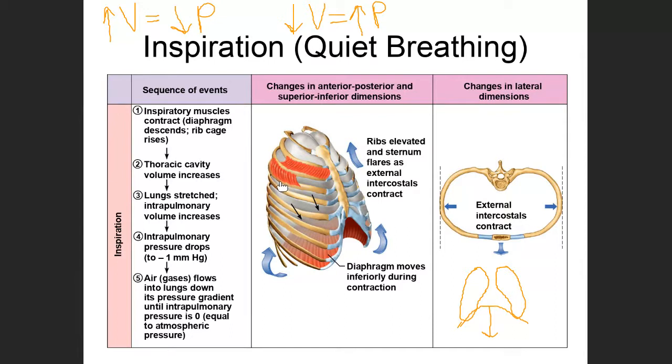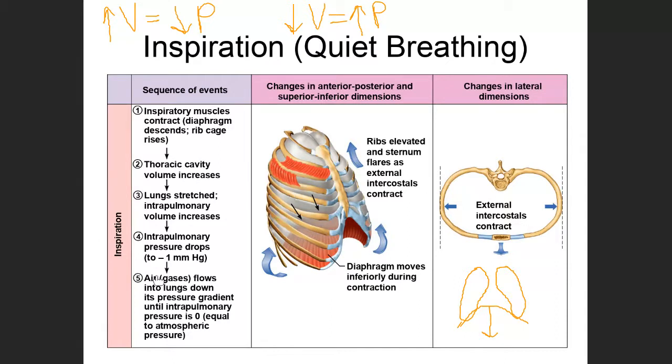Go ahead and look at yourself taking a deep breath right now. You'll notice that your rib cage expands, and that's due to the external intercostals contracting and pulling the ribs below them out. That increases the volume of the thoracic cavity in the horizontal plane as well. So we're getting an increase in volume of the thoracic cavity and of the lungs. And as we talked about previously, when volume increases, pressure decreases.